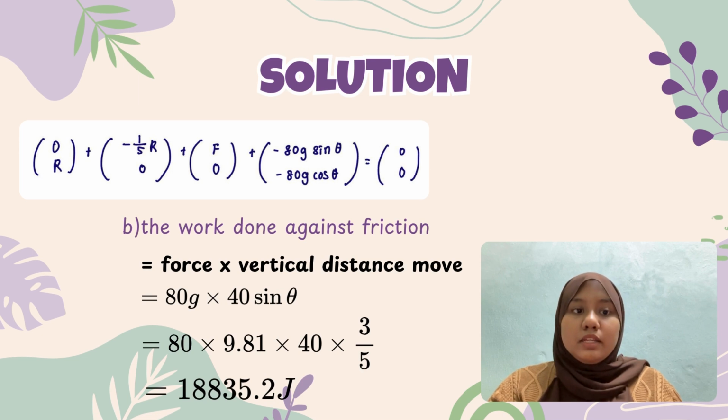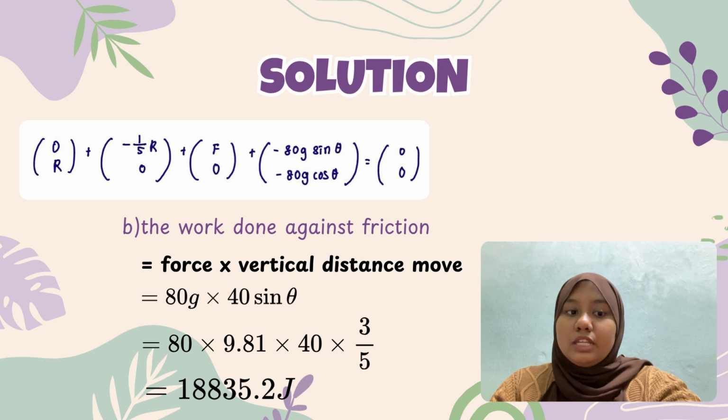This time, we're going to answer question B. We are calculating the work done by the component of weight acting along the slope. We use the formula work equals force times distance moved. The force here is the component of the weight down the slope, which is 80g times sine theta. And the object moved 40 meters along the slope, given that g equals 9.81 meters per second squared and sin theta equals 3/5.